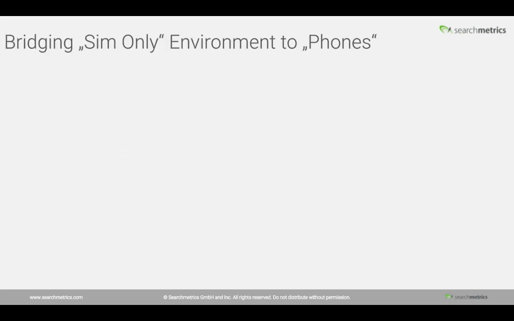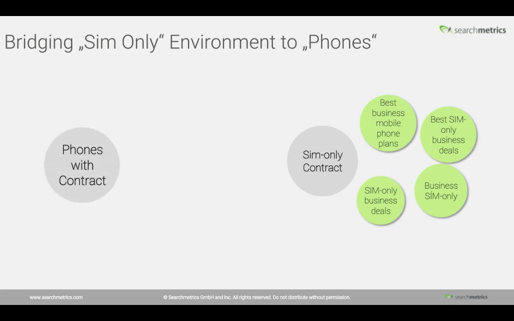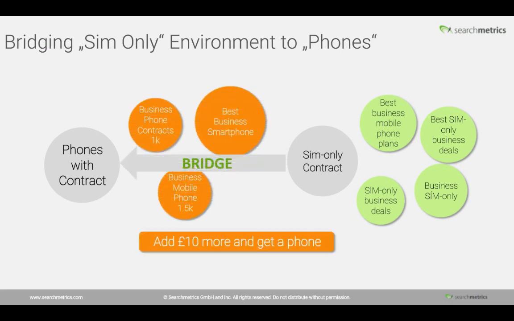So here these are the queries that lead the persona basically to the SIM only contract. So it's looking specifically for best business deals, comparing a lot of prices in the market as well, and he ends up in the SIM only contract, right? Then in this case, the challenge is how you can bridge this persona basically to phone with contract.